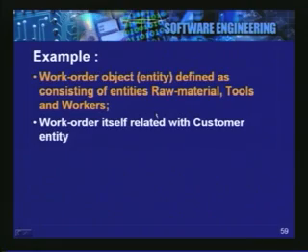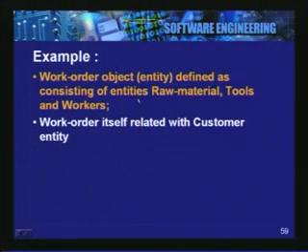But on the other hand, the work order itself has to be treated as an entity because it is related to the customer entity. So, customer would be shown as having a binary relationship with the work order. The work order itself will get decomposed into entities showing its relationship to raw material, tools and workers. Work order also may have some useful attributes for itself, like a work order number or the quantity in which the customer has ordered that particular product.